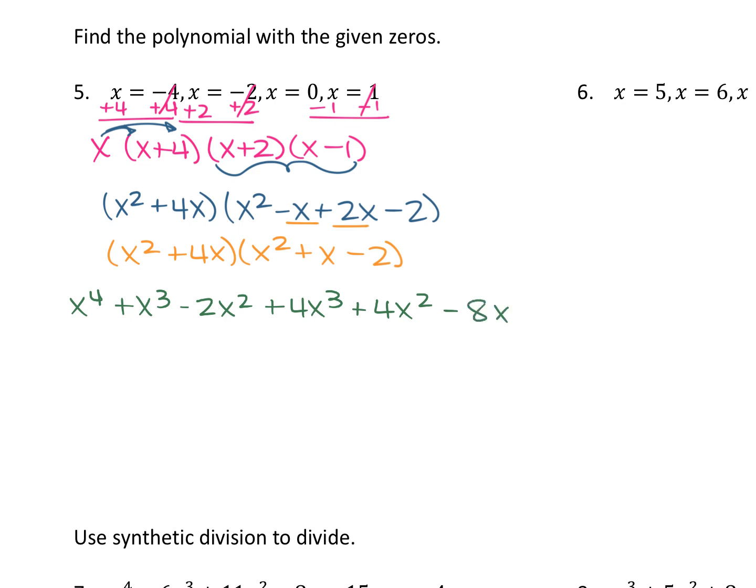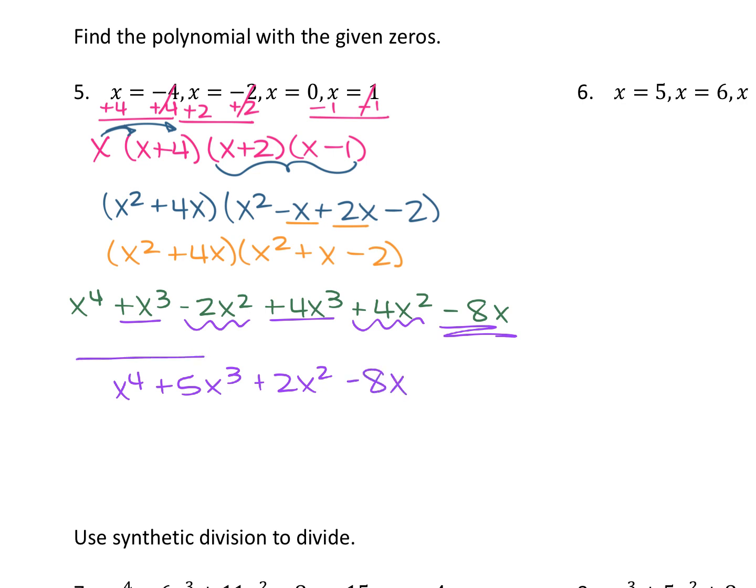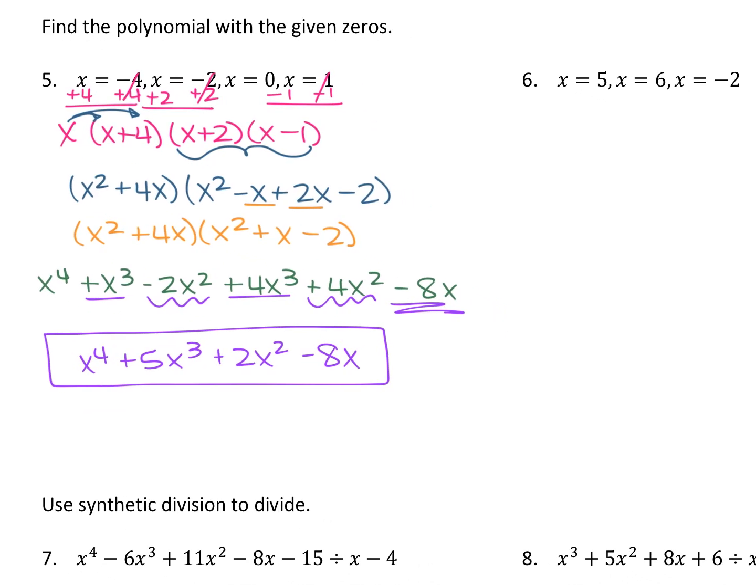From here, we're just combining like terms. So that's going to give us x to the 4th power. You have an x cubed plus 4x cubed, which is 5x cubed, minus 2x squared plus 4x squared is positive 2x squared, and then the negative 8x. So that just gives us x to the 4th power plus 5x cubed plus 2x squared minus 8x.